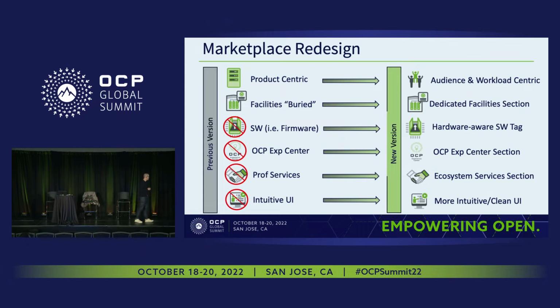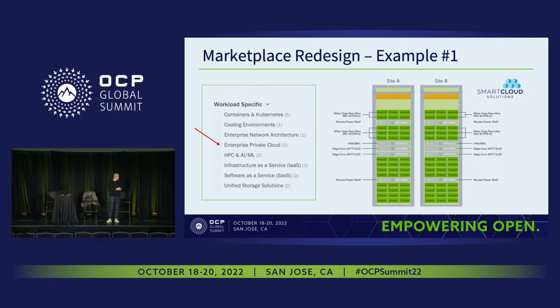All right, the marketplace redesign, the way it used to be versus the way it is now. It's audience and workload centric and not product or rack centric. We have a dedicated facility section. We now have hardware aware software tags, so people that are running open systems firmware or Redfish, those tags can be profiled. An Experience Center section, as I mentioned prior, the ecosystem services section, and a more intuitive, hopefully cleaner UI.